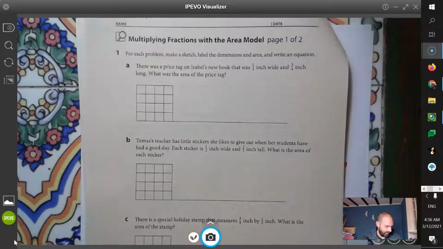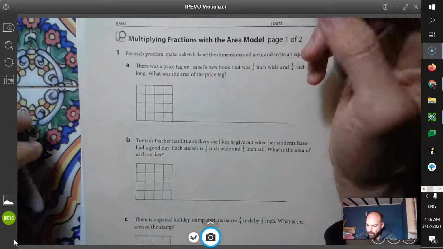Alright, let's do some math. It says for each problem, make a sketch, label the dimensions and area, and write an equation. There was a price tag on Isabel's new book that was 1/4 inch wide and 3/4 inch long. What was the area of the price tag?